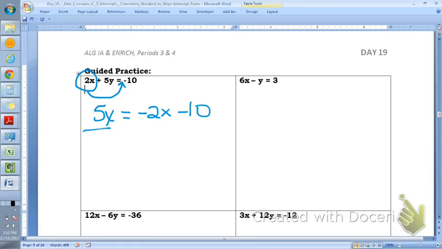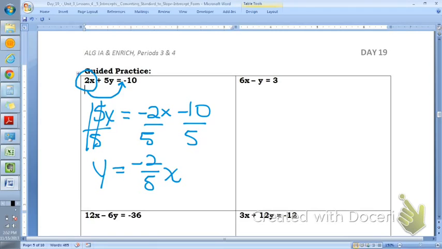Isolate your y by dividing by 5. So the 5 cancels out, and you get y is equal to negative 2/5 x. Negative over positive equals a negative. 10 over 5 is 2.